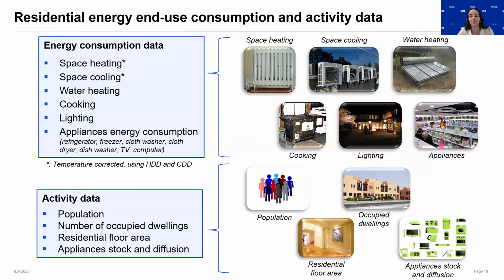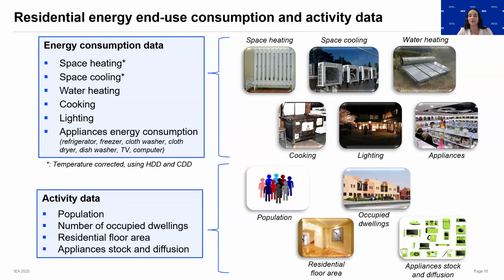Also, we collect the corresponding activity data for this sector, which could be population, number of occupied dwellings, the residential floor area, or appliances stock and diffusion, which is the total number of household appliances and how common they are across the population. As for industry, we can compute indicators like, for example, overall space heating energy consumption per dwelling, per floor area, or per capita.